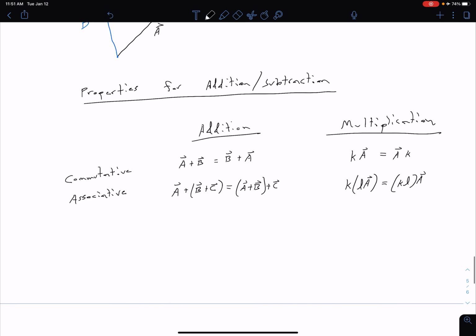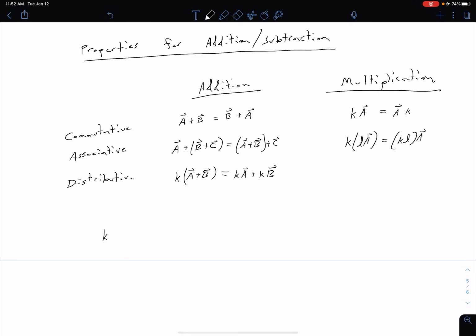So the last property here is our distributive property. And so that's if we have some scalar being multiplied by the sum of vectors a and b, we can just distribute that and say, well, that's equal to our scalar k times our vector a plus our scalar k times our vector b. And so again, let me just write explicitly that in those equations above, our k and our l are scalar quantities.